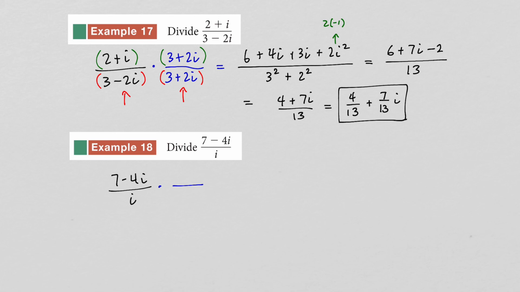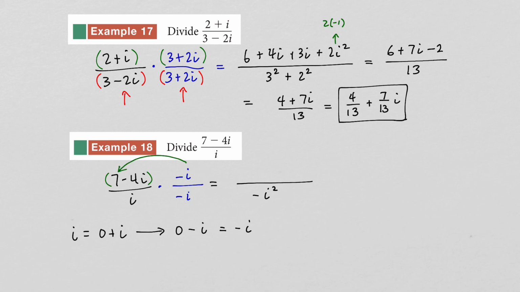So let's remember that the number i is really 0 plus i. So its conjugate is going to be 0 minus i, which is just negative i. So what I'm going to do here is multiply the top and the bottom by negative i. Now when we do that, in the denominator we get negative i squared, and in the numerator we have to multiply negative i times 7, which is negative 7i, and also negative i times negative 4i, which is positive 4i squared.